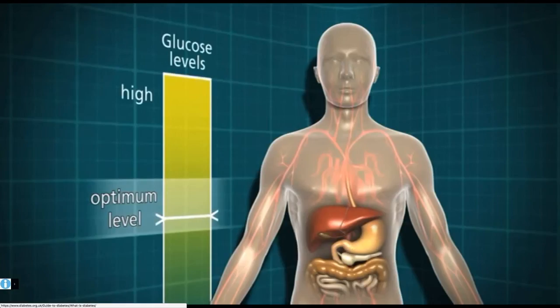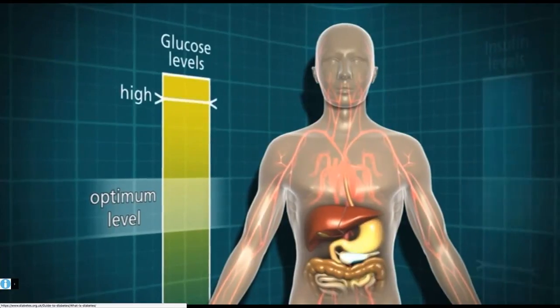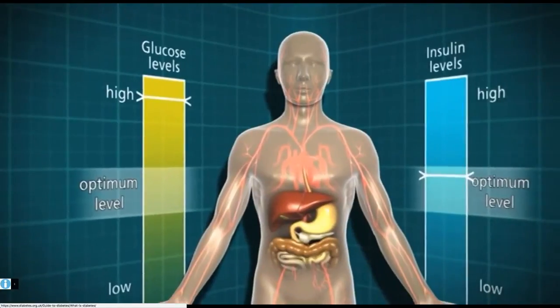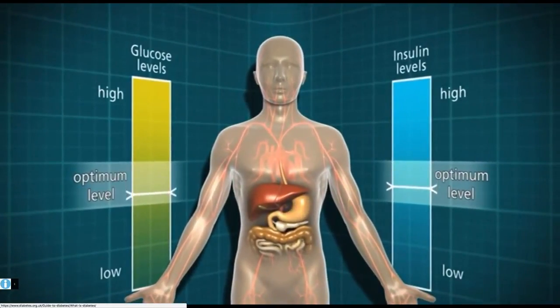The body functions best with the blood glucose at an optimum level. It doesn't like it if the blood glucose rises too high. Normally, there's a cycle within the body which balances out the glucose and the insulin level, and this is achieved by the food you eat, the pancreas, and the liver. However, in some people, the system doesn't work properly and they develop diabetes.